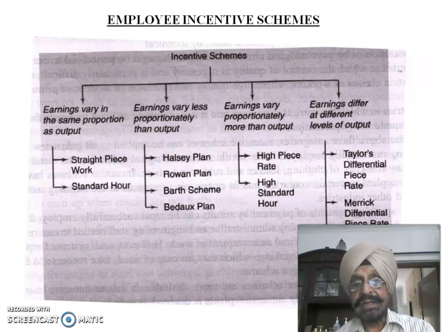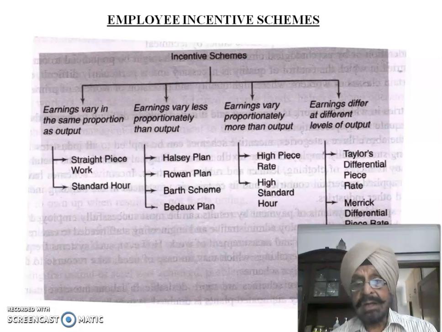This incentive scheme primarily falls under 4 major headings. The first is where earnings or incentives, which are the same thing here, vary in the same proportion as the output. One of the methods will be straight piecework and the standard hour. We will study all this later on. The second way of incentive scheme is where earnings vary less proportionately than the output. There are 4 plans in that. We will study that also.